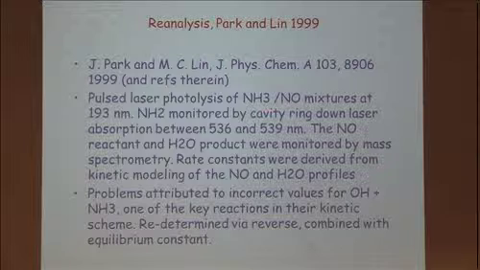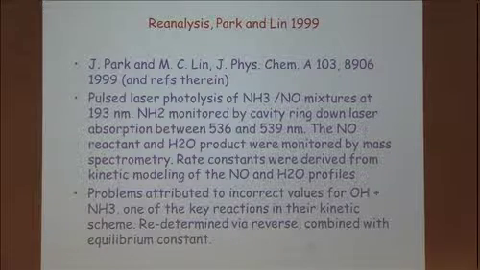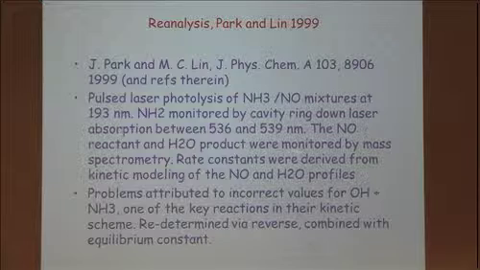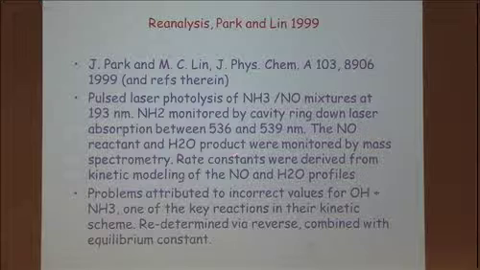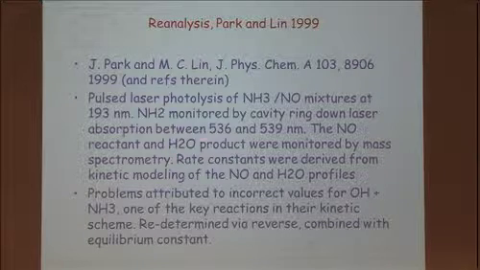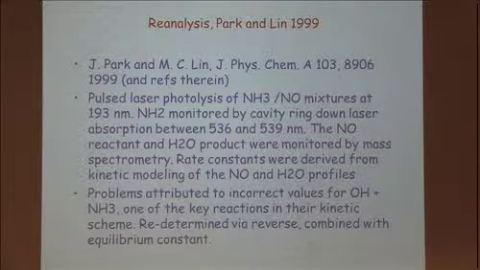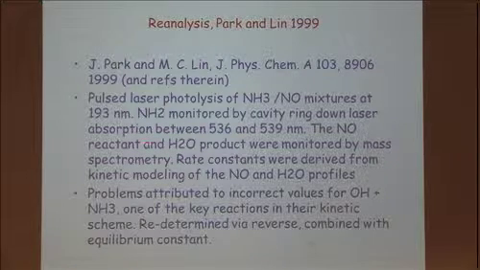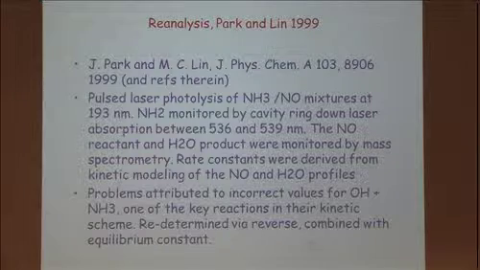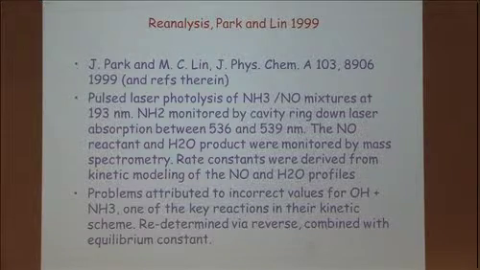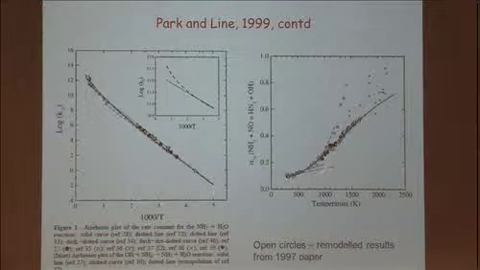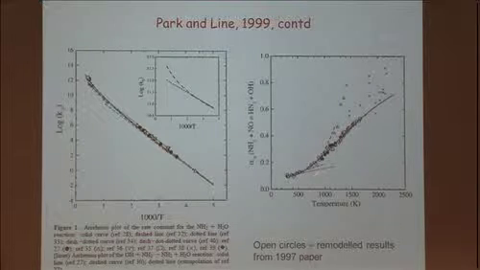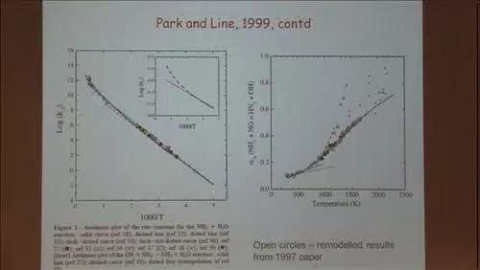but they reanalyzed. So what they did was to use pulse laser photolysis, but now they used spectroscopic methods for monitoring the products. And they monitored NH2, and the NO reactant and the H2O product were monitored by mass spectrometry. So they combined mass spectrometry with direct monitoring of the NH2. And they were able to explain away their previous results and finish up with these results here, which agreed with earlier results and with the predictions of the Miller models.